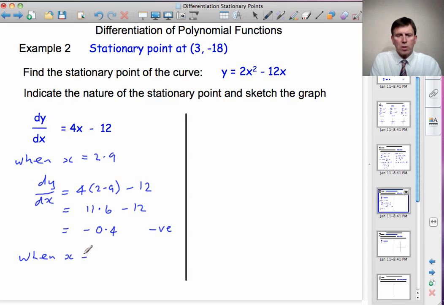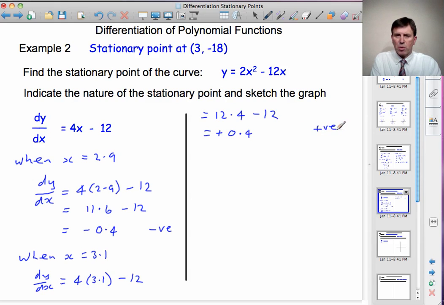When x equals 3.1, dy by dx is equal to 4 multiplied by 3.1 minus 12. Now 4 times 3.1 is 12.4, and 12.4 minus 12 is equal to 0.4. And more to the point, it's plus 0.4. So dy by dx is positive just after the stationary point.